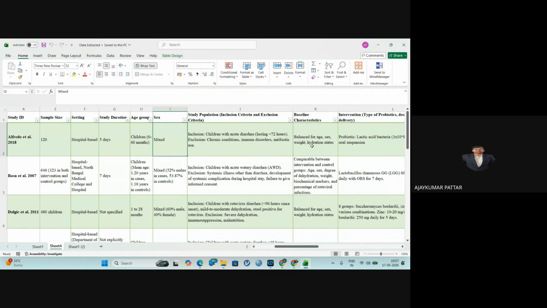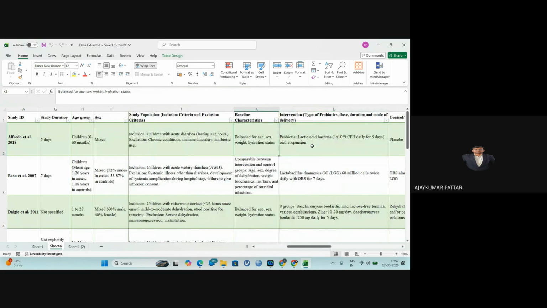Then baseline characteristics: whether the baseline characteristics are similar or matchable for that particular study. We will see the descriptive study tables and the statistical study tables where they mention these things. Then, based on seeing that particular result, we will write whether the baseline variables or characteristics are matching or not.